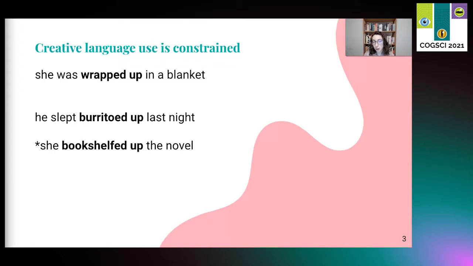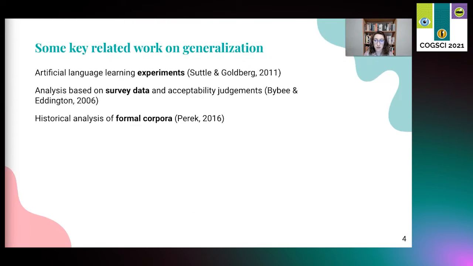People seem to have strong intuitions about which creative usages are acceptable, even when they've never heard them before. And how creative language use is constrained is a key question for cognitive science of language. There's lots of work on this topic, and here I want to mention 3 papers of particular relevance to this work to highlight the kinds of methods that have been used.